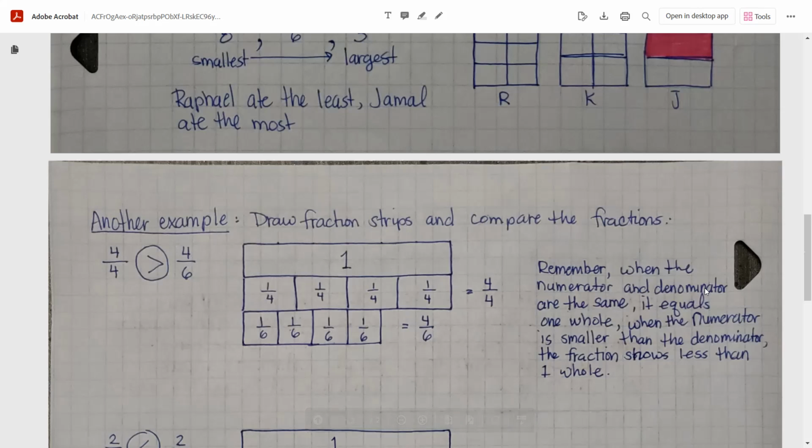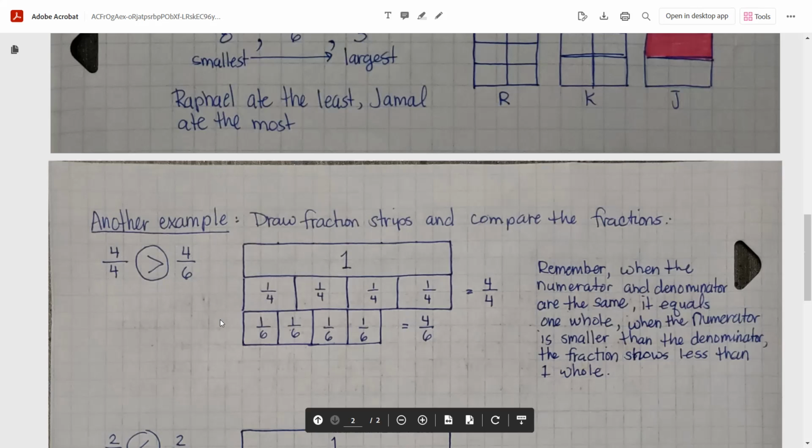All right, let's take a look at another example. It says draw fraction strips and compare the fractions. So I have 4/4 and I have 4/6. Both of these have a numerator of 4, and their denominators are different. That means the size of those pieces are going to be different.